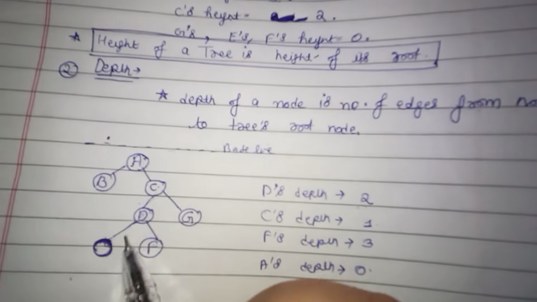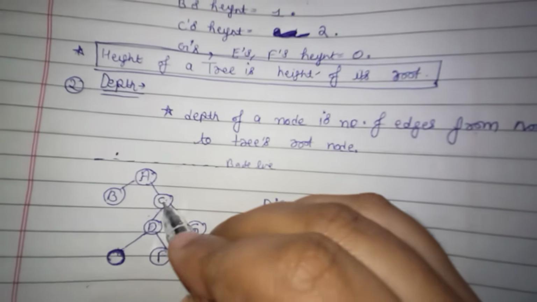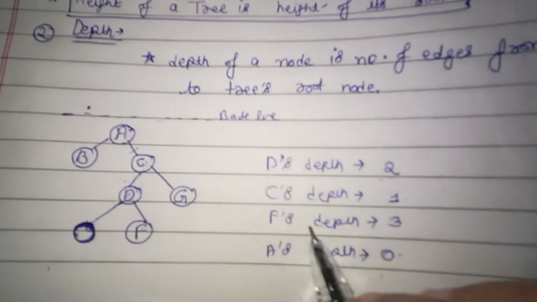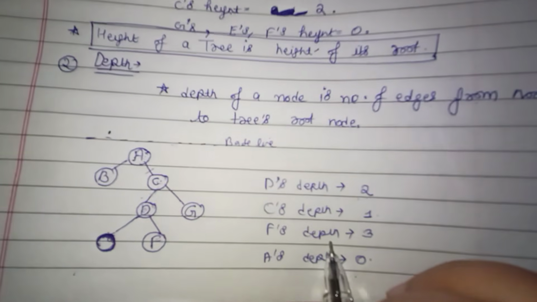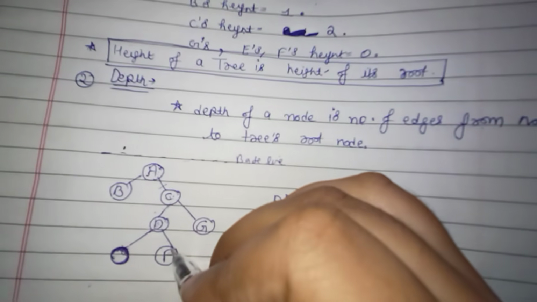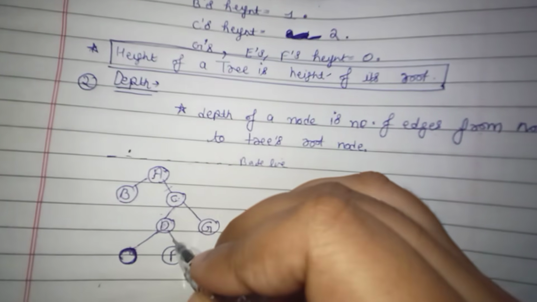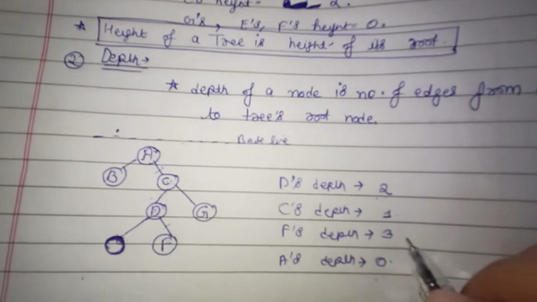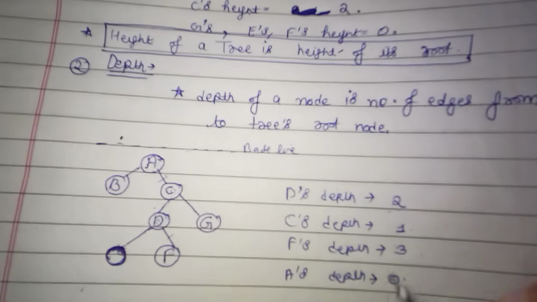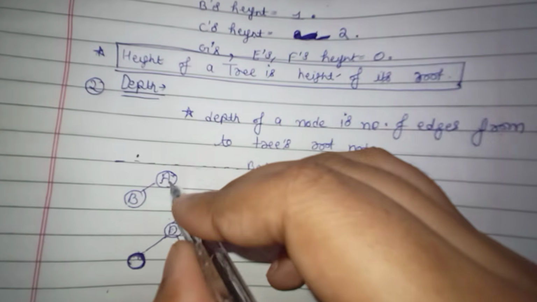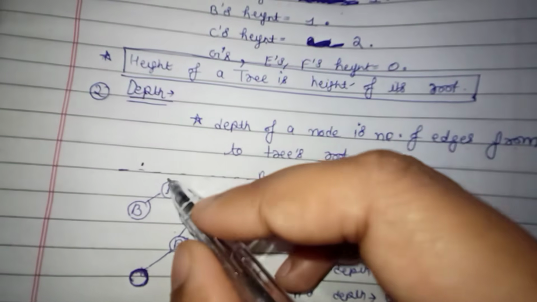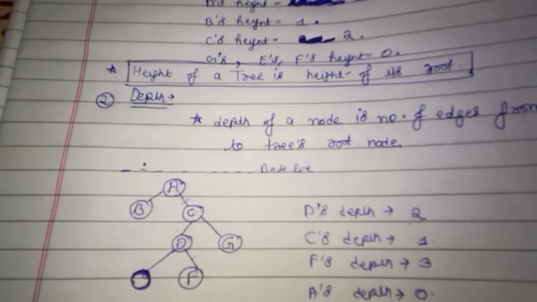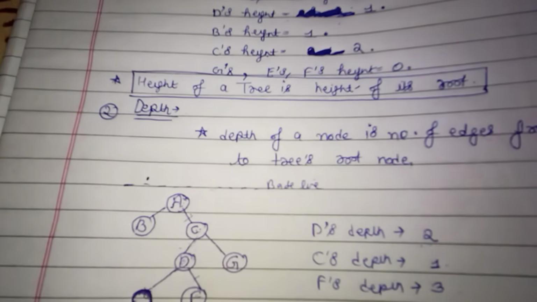Okay, now you have to find C's depth. From C to the root node there is only one edge, so it would be 1. Similarly, F's depth: what would be F's depth? From F to A you would have 1, 2 and 3 edges to the root node. So F's depth would be 3. And A's depth: A is itself the root node, so the depth would be 0. Okay, so I hope that from here your concept is clear.